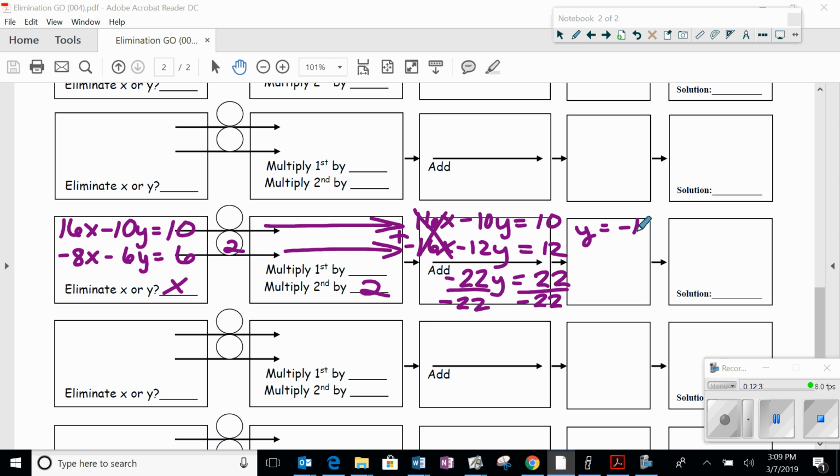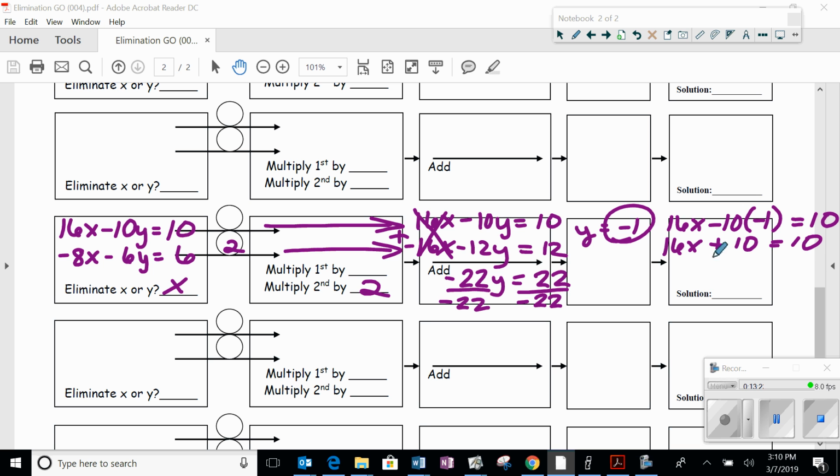We're almost done. We have to go back and solve for that x variable. I'm going to solve for x by plugging in negative 1 for the y value. You can either use the first equation or the second equation. I'm going to use the first equation. So we get 16x minus 10 times, instead of writing y, I'm going to put negative 1, equals 10. So we get 16x, negative 10 times a negative 1 becomes a positive 10, equals 10.